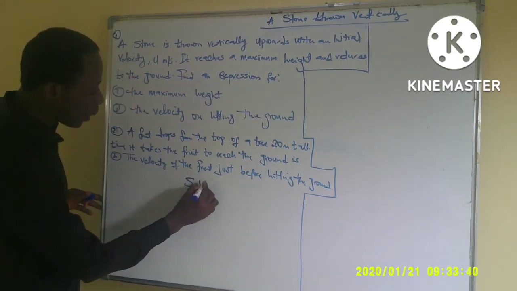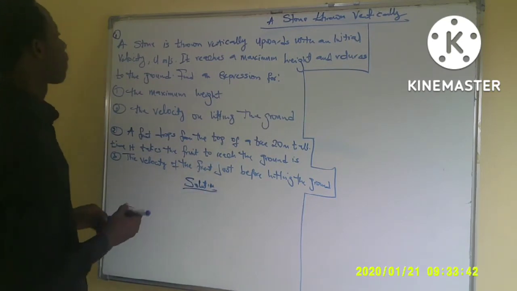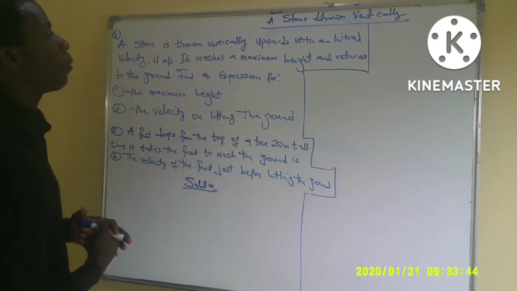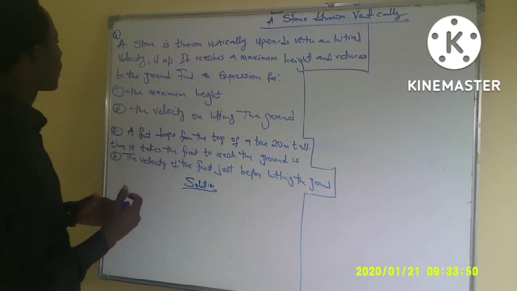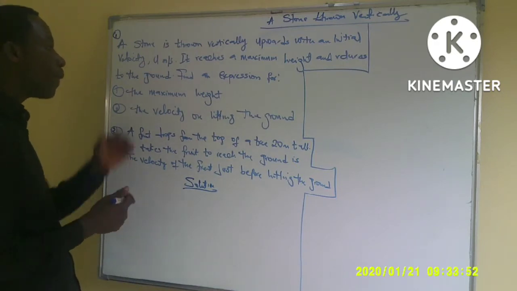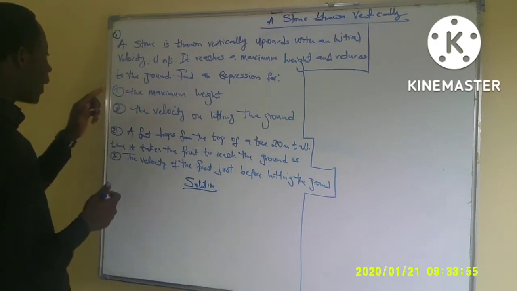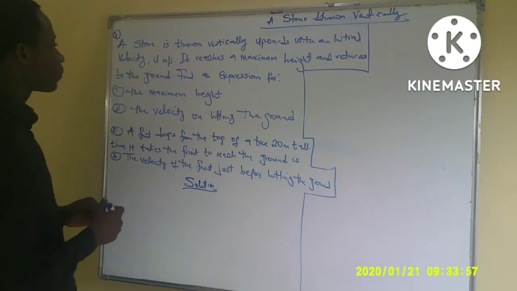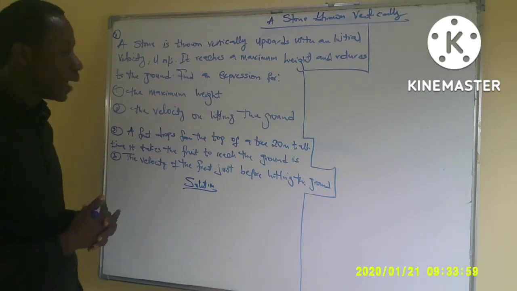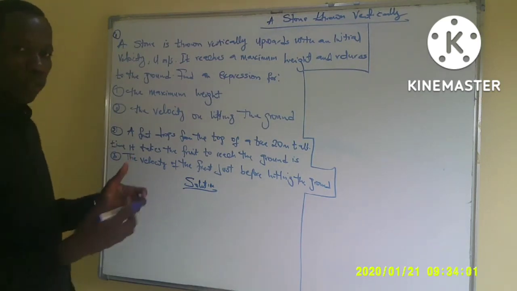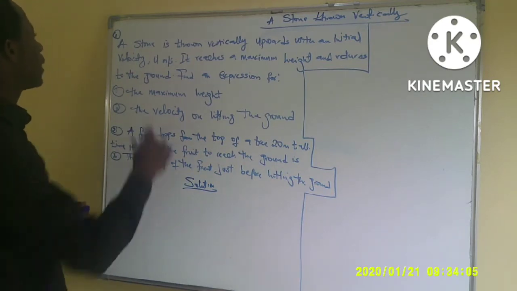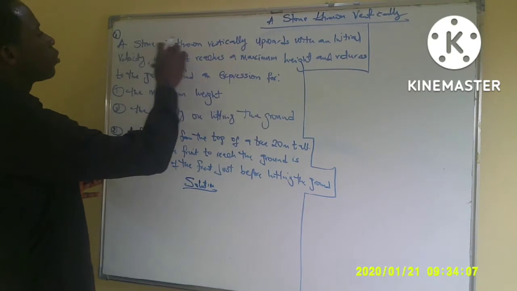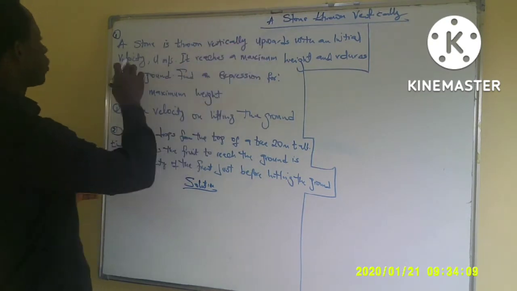Now, question number one. It says, a stone is thrown vertically upward with an initial velocity u in meters per second. It reaches a maximum height and returns to the ground. Find an expression for one, the maximum height. Expression, we are not told to calculate, but to find an expression. So how do we go about that? What are the parameters involved? A stone is thrown vertically upward with an initial velocity of u.